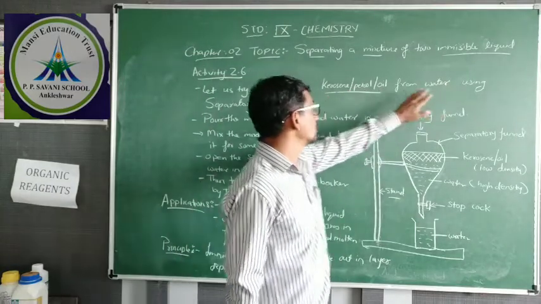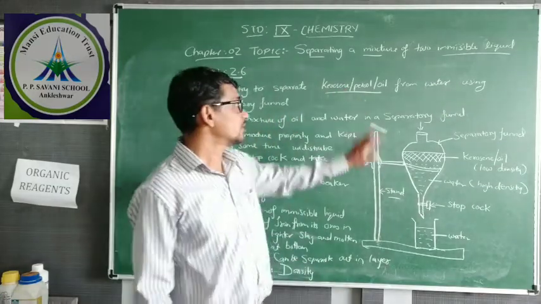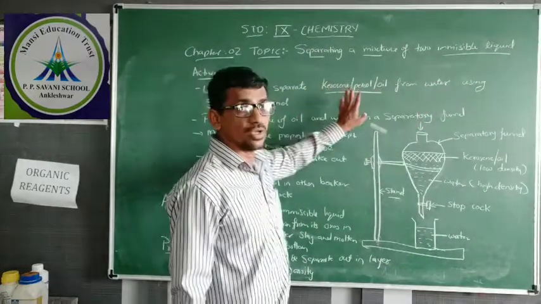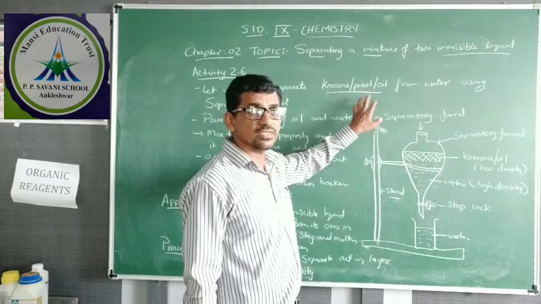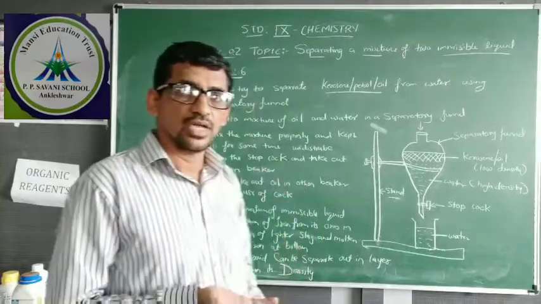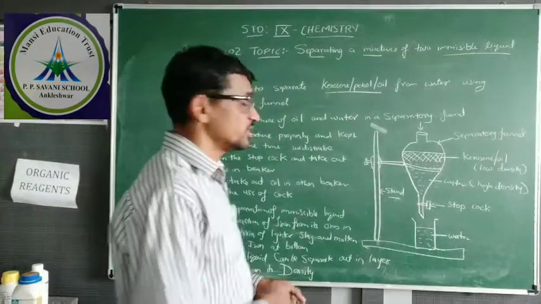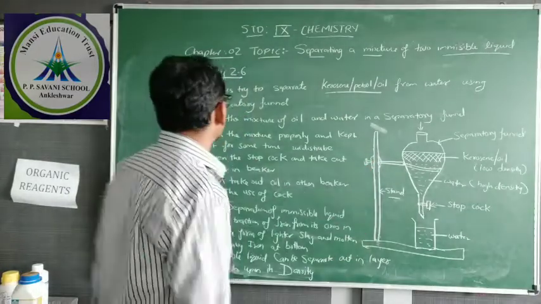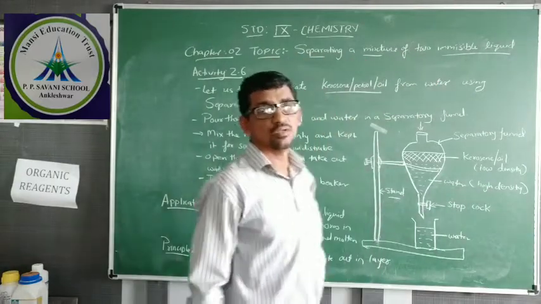Water is polar, and kerosene, petrol or oil is a non-polar organic compound. The density of oil is less as compared to water. Remember this: oil density is less as compared to water. So water will settle down and oil or kerosene will come on the top layer. This principle we will use in separating a mixture of two immiscible liquids.